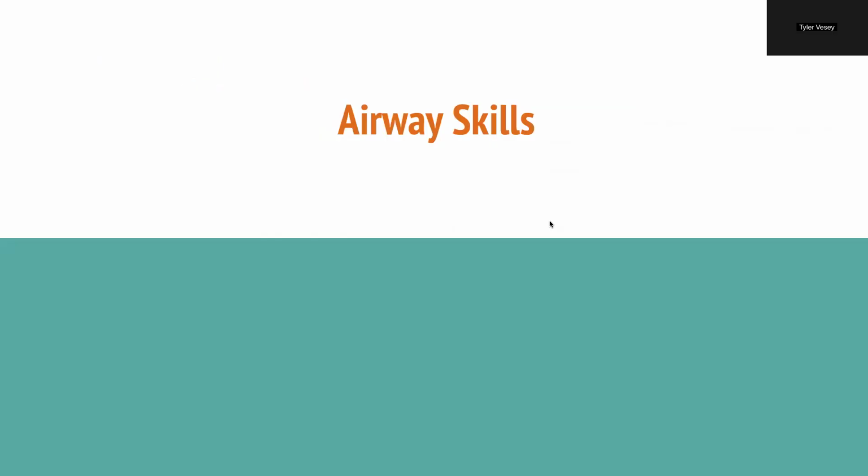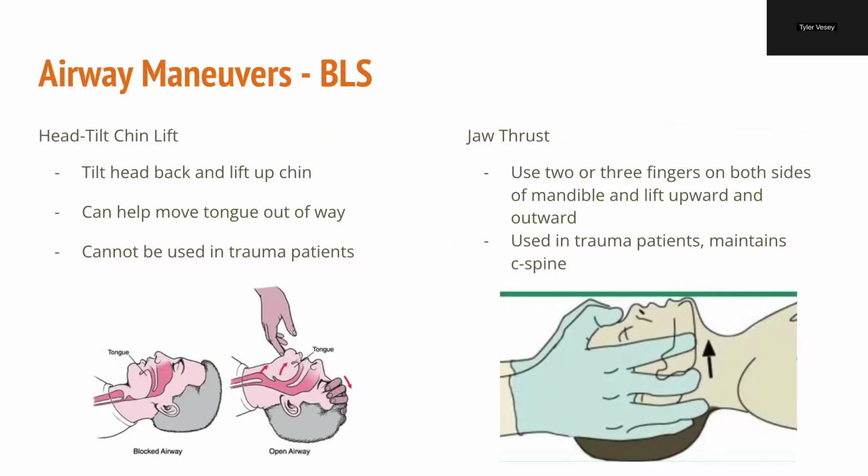So let's get into our airway skills. The big thing that we get taught is BLS before ALS, and that is very true. If we have someone who isn't oxygenating well, we're not just going to immediately crank them or intubate them. We're going to work through our algorithm, which we'll go through as we get to the end of this presentation.